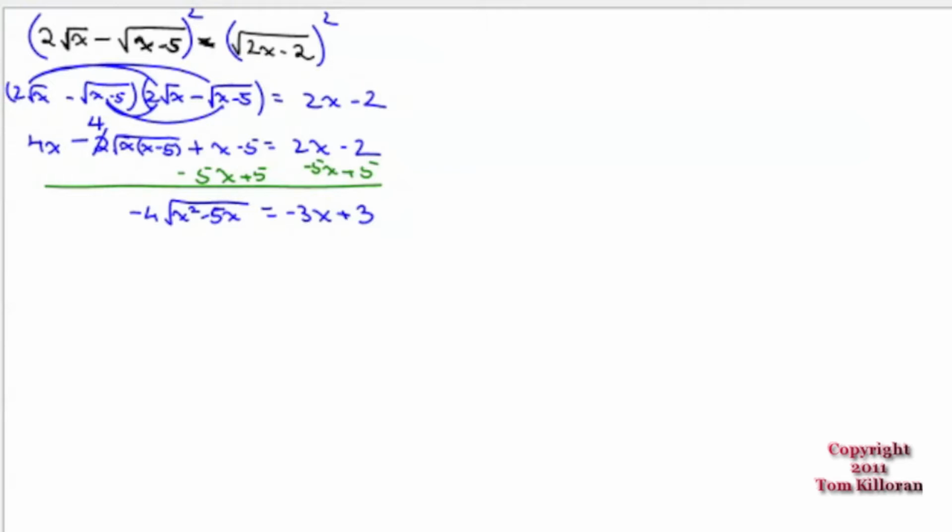That's horrid, because if I divide by 4, things get messy. If you want, you can multiply through by negative 1, but it really doesn't affect anything because you're going to square it and it's going to go away anyways. So square both sides.